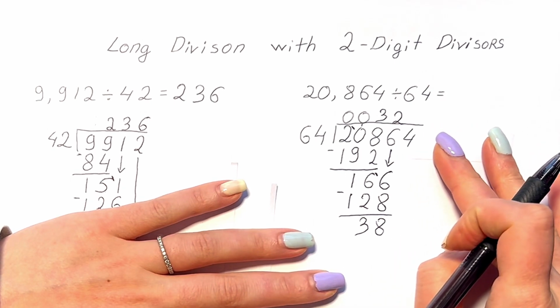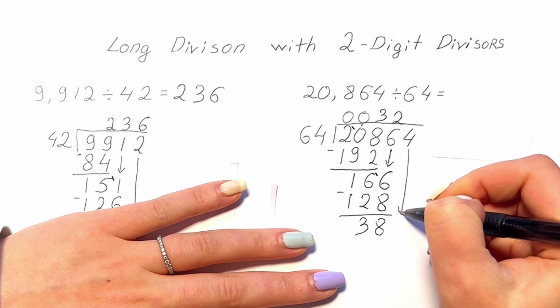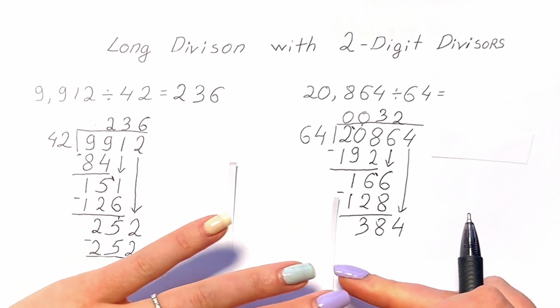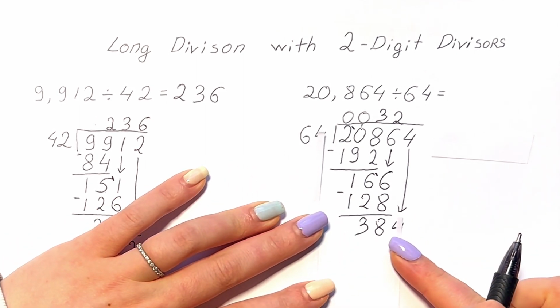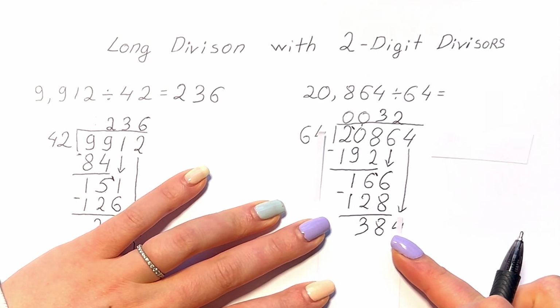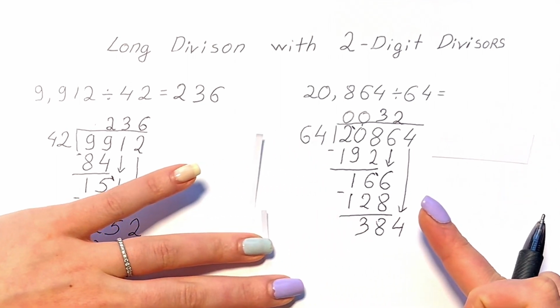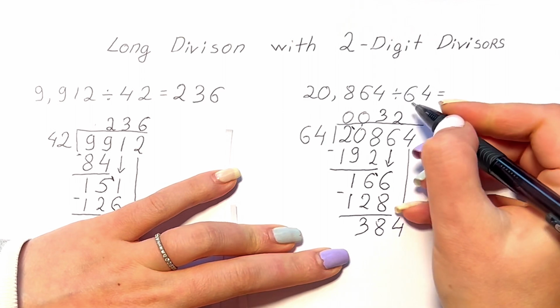Let's go to the next digit, the last digit, 4, and bring it down. The same way, I'm gonna cover this 4 and 4. Okay, 6 goes to 38 6 times. It means 64 goes to 384 6 times.